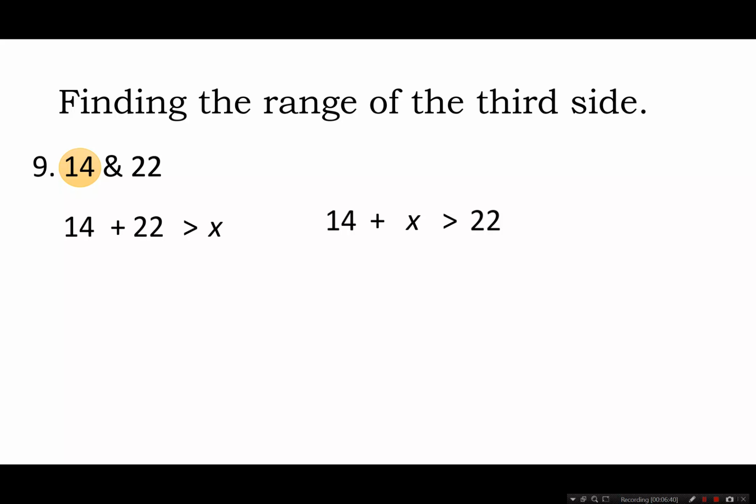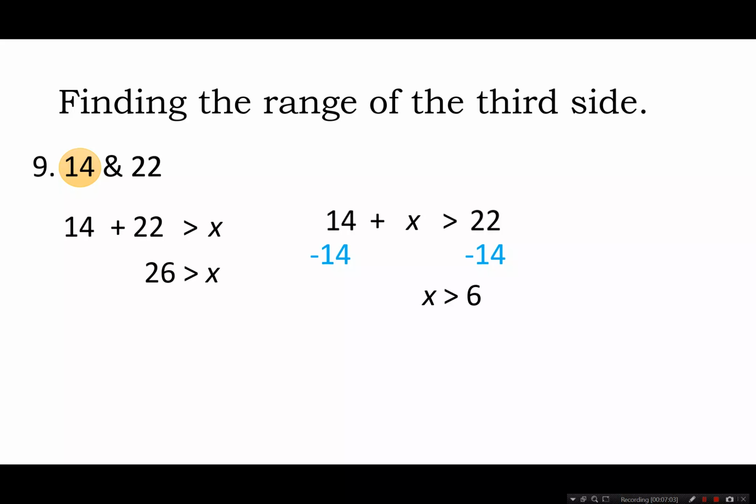So on the left, we're just going to work the entire way through. 14 plus 22 gives us 36. That is now greater than x. Don't have to work anymore because we got to what we need for x. On the right, however, we got to get x by itself, so we got to subtract 14 from both sides. When we do that, we end up getting x is greater than 8.